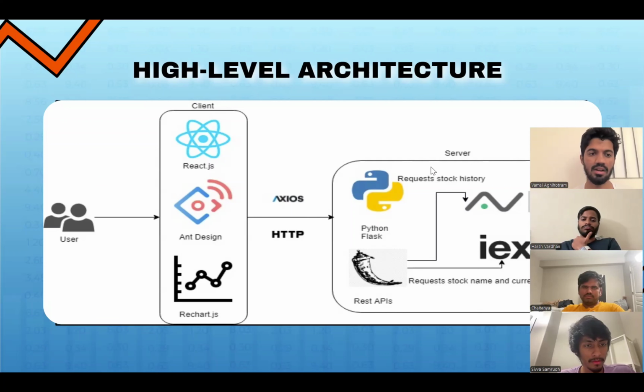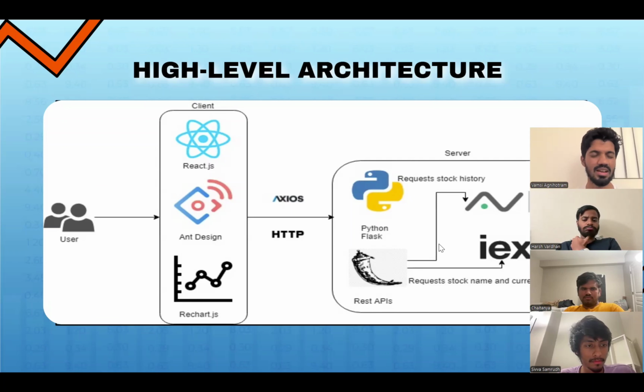Now talking about the server side processing, the server, which is the backend, is built using Python Flask, which processes user requests efficiently. It fetches real-time stock prices and historical data by connecting to external APIs such as Alpha Vantage, which provides the historical stock trends, and IEX Cloud. It supplies the real-time stock names and current prices, etc.